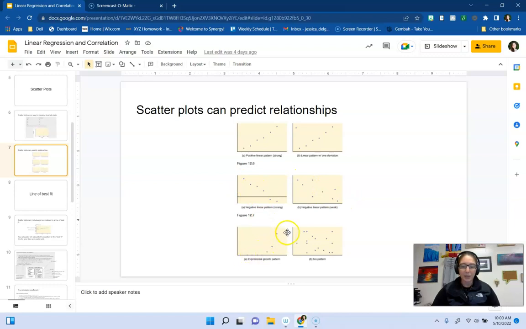This would model exponential growth, and this one has no pattern ever. It's a literal scatter plot. It looks like I just threw paint at a wall. I can't determine any kind of relationship here. So from scatter plots, you can already kind of see what kind of relationship we're going to have between our x and our y.